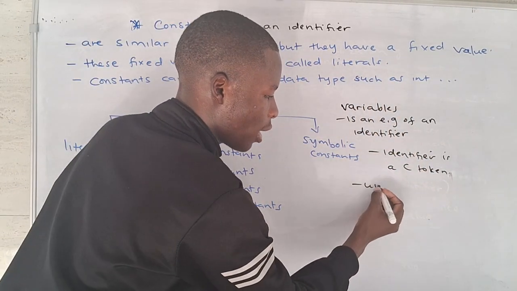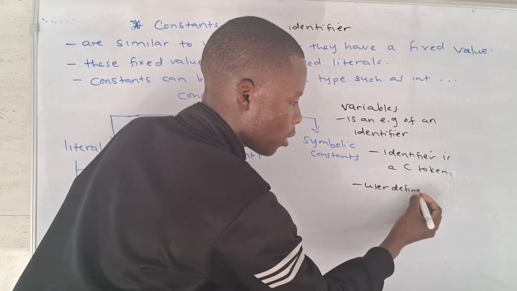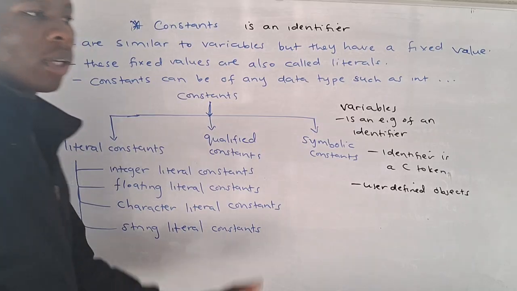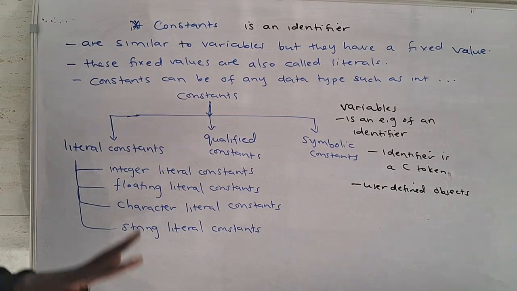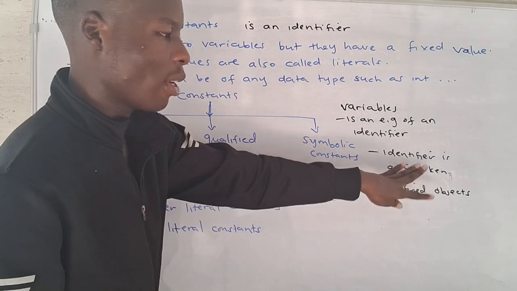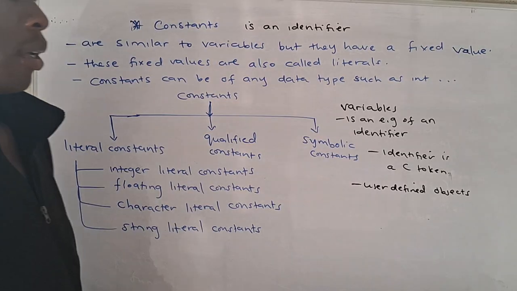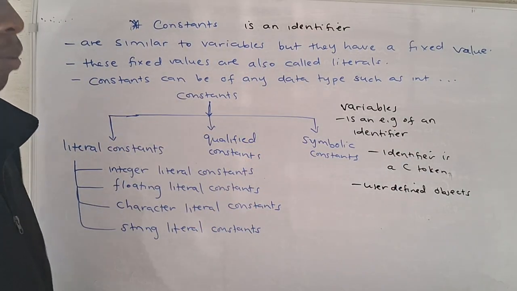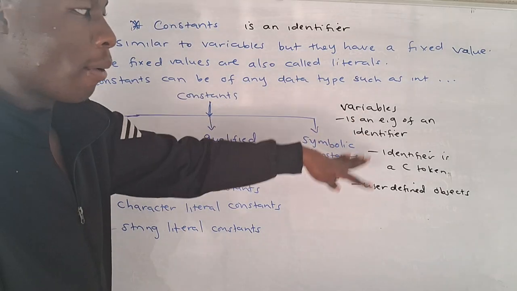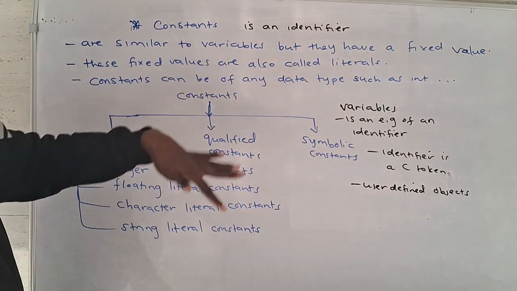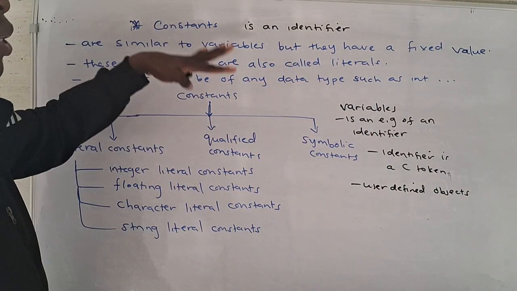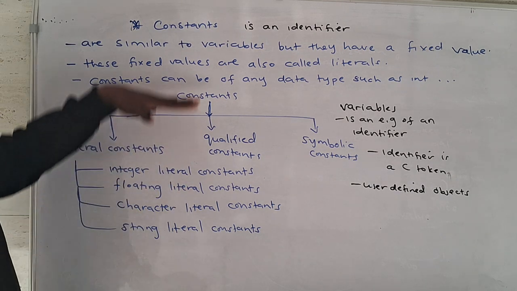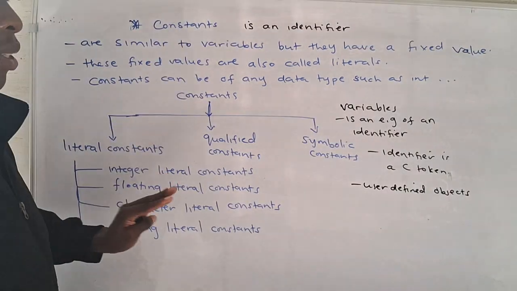Identifiers are user-defined objects. The user is the one who is going to define the identifiers. An identifier is a C token. It is a user-defined object. What is a variable? A variable is an example of an identifier. Again, a constant is an example of an identifier. So see, constants are identifiers.